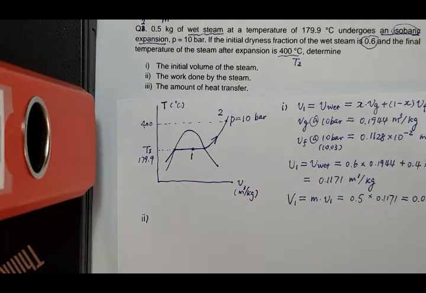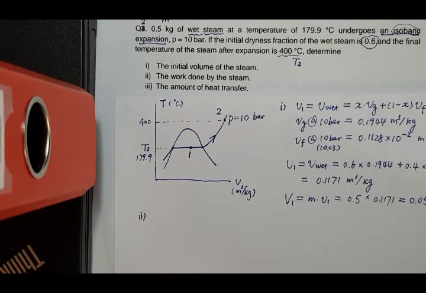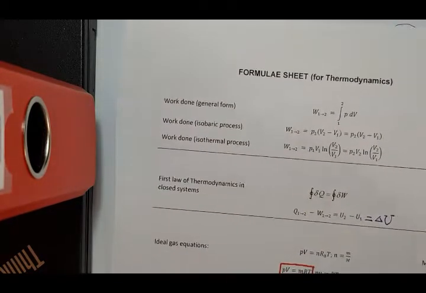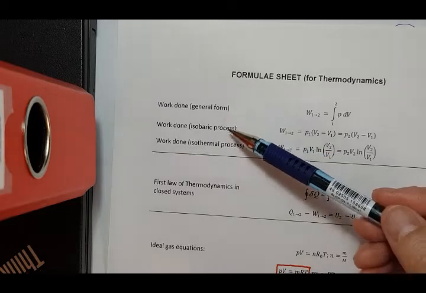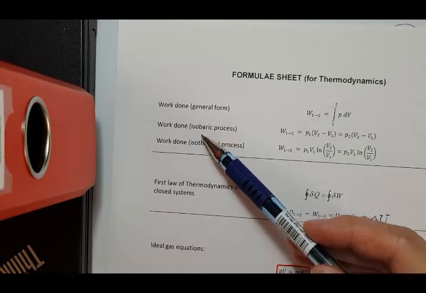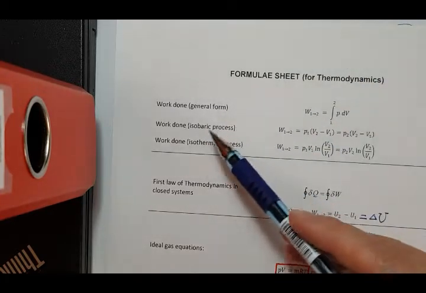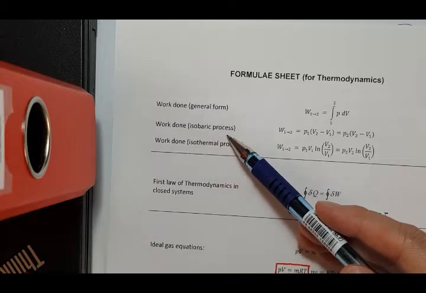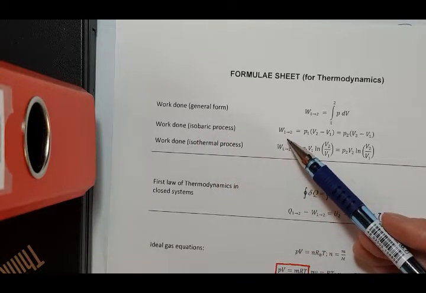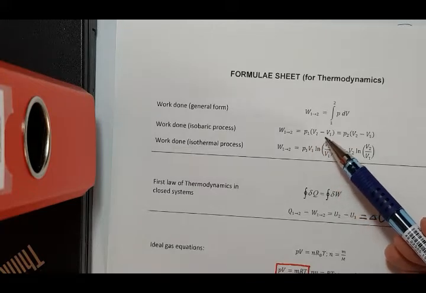So think about, up to now, what equation have we learned regarding calculation of the work done? Okay, so that's the formula sheet. For the work done, we have a couple of equations, especially for the isobaric process, because this process is actually an isobaric process. So we're going to use that equation. The work done is equal to P times delta V.